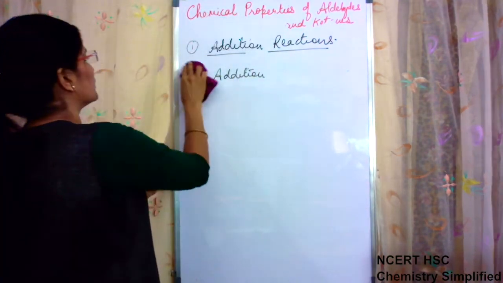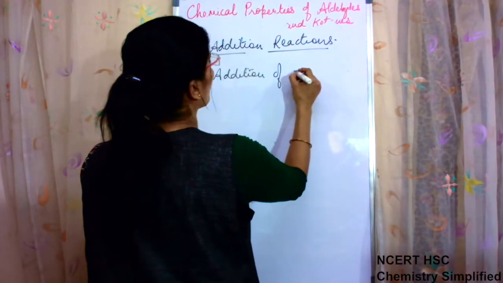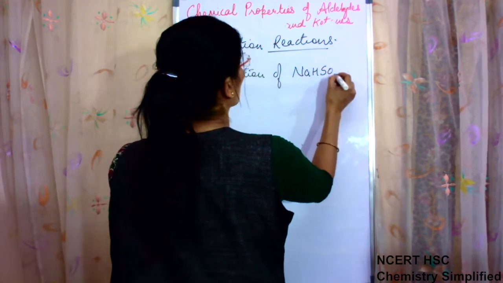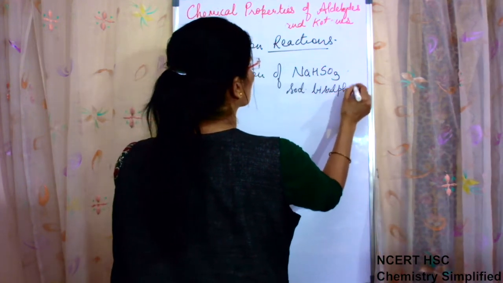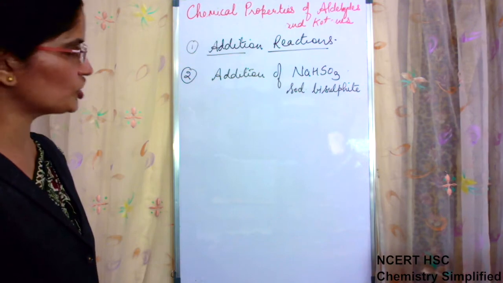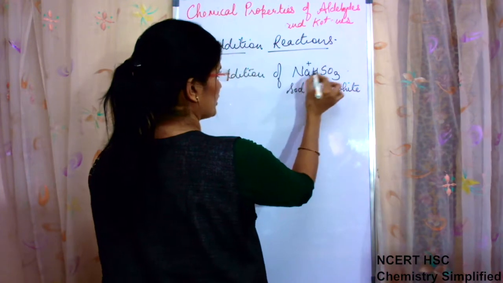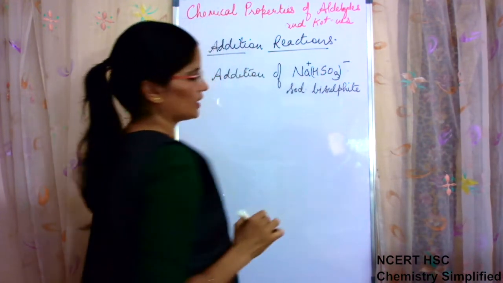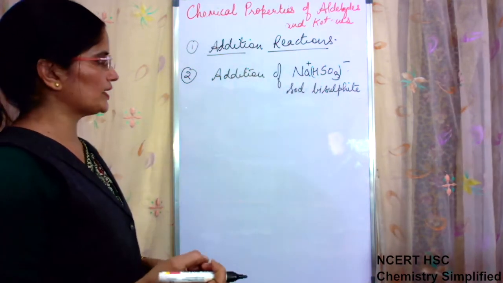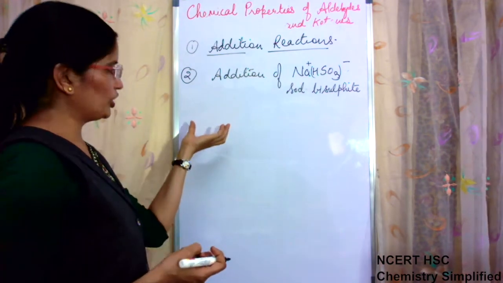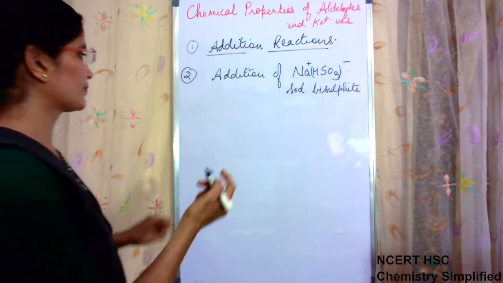Next is addition of NaHSO3, sodium bisulfite. Addition of NaHSO3, sodium bisulfite. This group is ionized as Na positive and HSO3 negative. See, if we understand how it is going to ionize and how the main molecule on which the substrate is acting is going to ionize, it is very easy to form products.